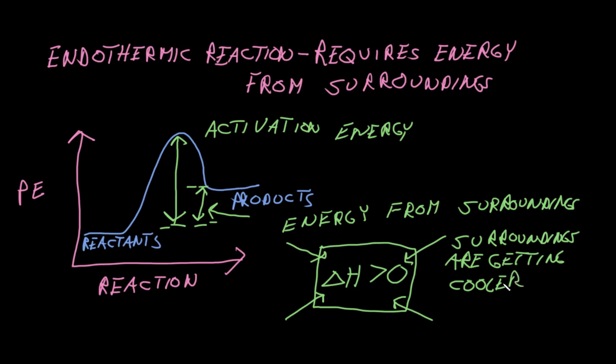The energy is going to either come from the reaction itself, or it's going to come from the surroundings where the reaction's taking place. And for an endothermic reaction, it's flowing from the surroundings into the reaction. So that's why you would see the products are going to be at a higher energy level than the reactants here. All right, that's it for this one.